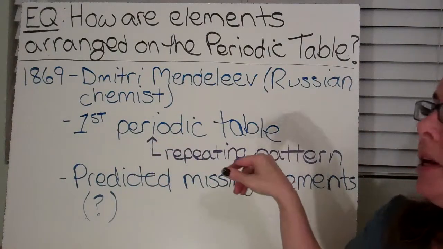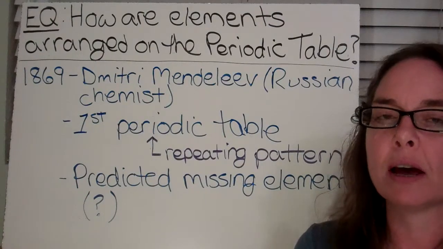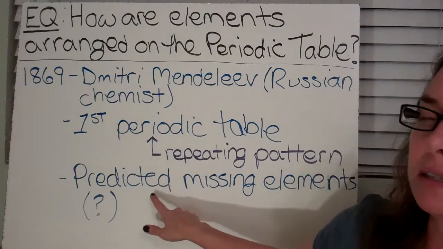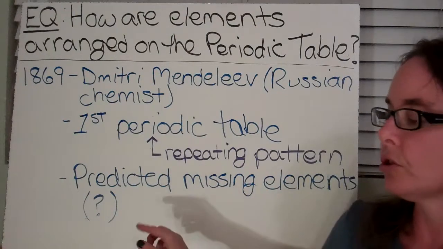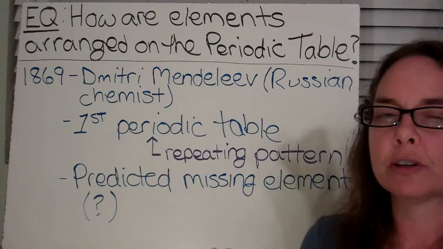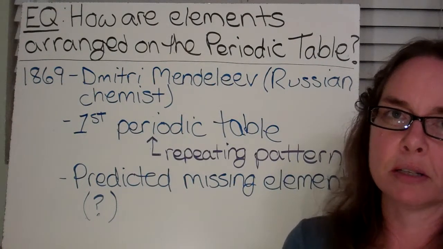Periodic means repeating pattern. So there is a pattern to the way that he organized the elements in that table. And he even predicted missing elements, and those are shown on here with a question mark. So he knew that there should be an element in some of these spaces, but no one had discovered them yet.